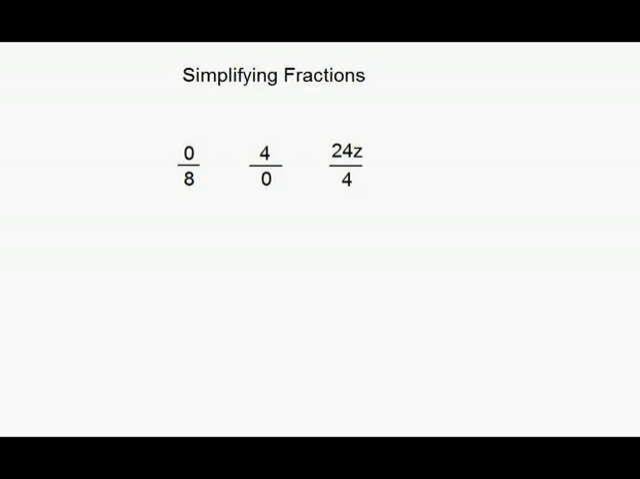Our last 3 examples are a little bit different. First, we have 0 over 8. 0 is the numerator. Whenever you are told to simplify a fraction where 0 is the numerator, your answer is automatically 0. Okay, so 0 over 8 simplifies to 0.